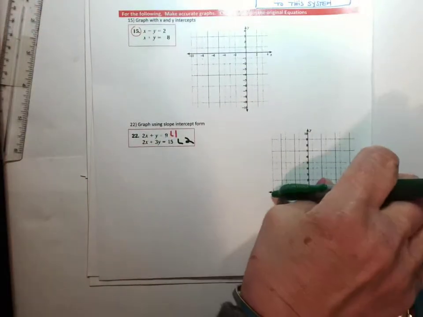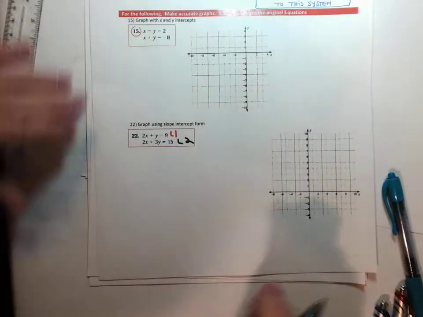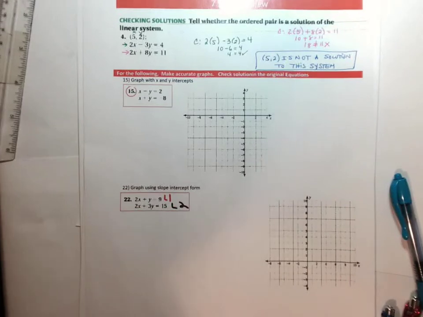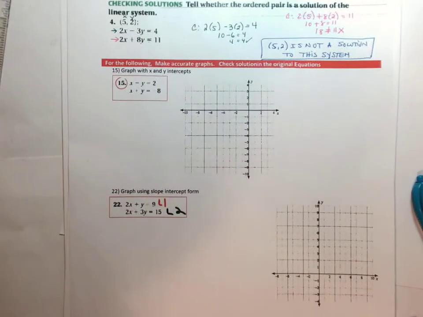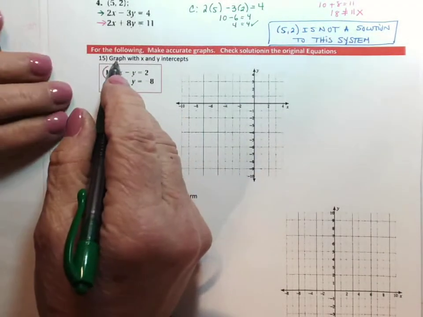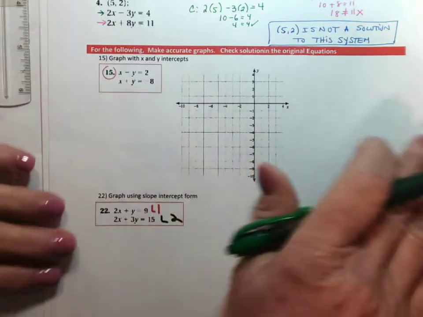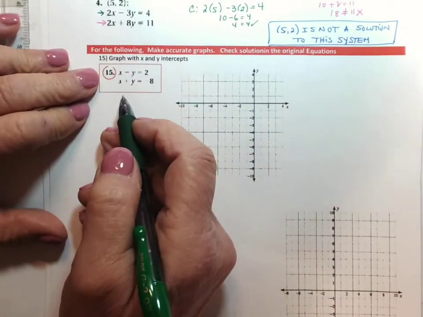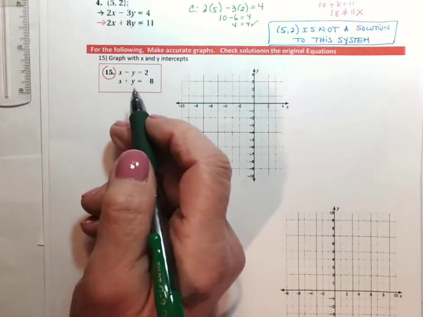Now I'm going to go back and finish this worksheet, or these 2 pages. And I think you're going to do fine with these. This first problem, I want you to really remember how to do x and y intercepts. Make that a little bit bigger.